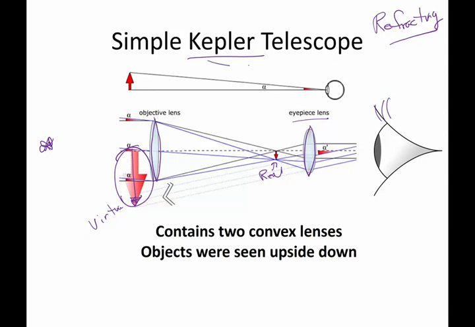The challenge with the Kepler telescope is this. Can you see the problem? Yeah, the thing that you're seeing is upside down. Now, most of the time, if you are looking at a star out in space, you don't really care, but it does get to be a little wacky when you're trying to figure out where things are.